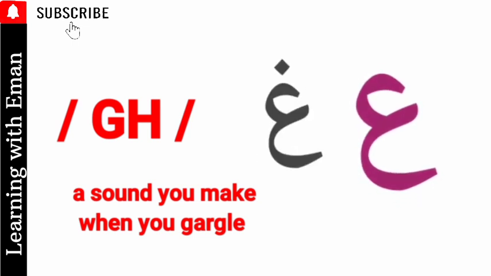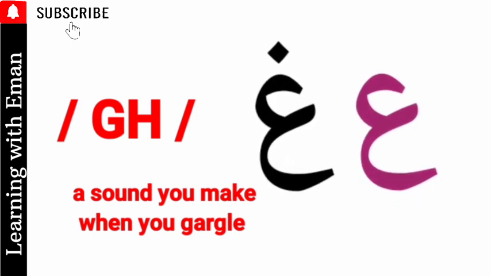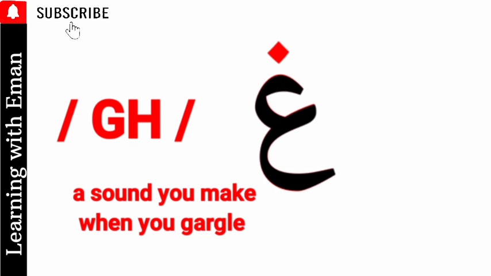عين and غين look very similar except that عين has no dots and غين has one dot on top. Now try to write it with me.